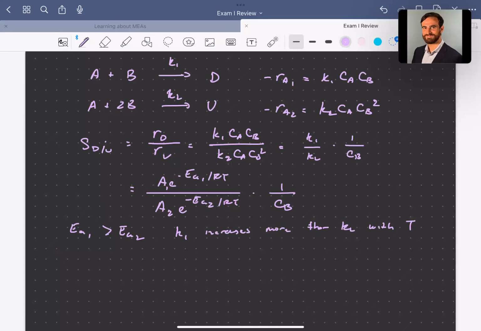So here we would want to operate at high temperature if we wanted to maximize the selectivity to D, and the reverse would be true if EA1 was less than EA2. So here, we want to operate at low T. And so in both cases, you can see that we want the concentration of B to be as low as possible if we want to maximize selectivity.